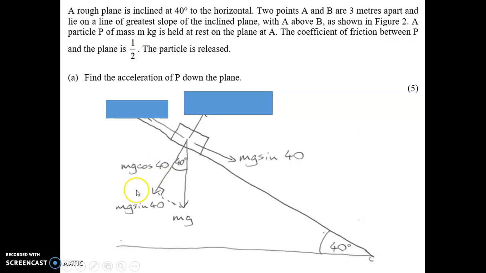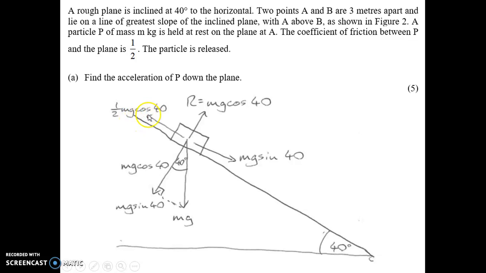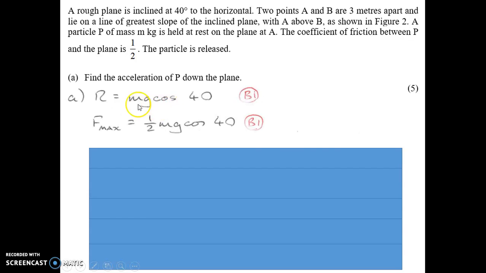So these two forces must be equal. So we can say that the reaction force of the slope onto the particle is also mg cos 40. We were given the coefficient of friction as a half, so we can say that our F max is going to be half mg cos 40. So that's the diagram all set up, and we need to make sure that we are clear that we've worked these two things out: the reaction force mg cos 40 and F max half mg cos 40.